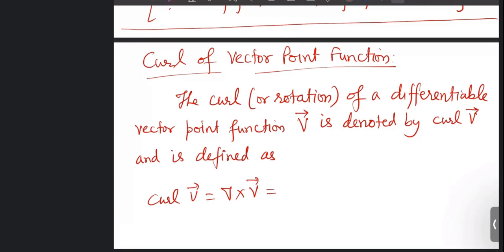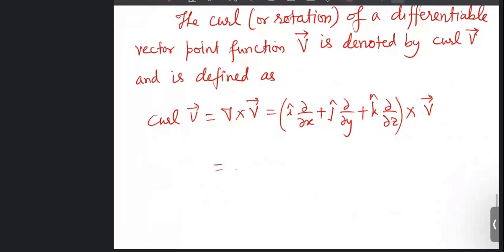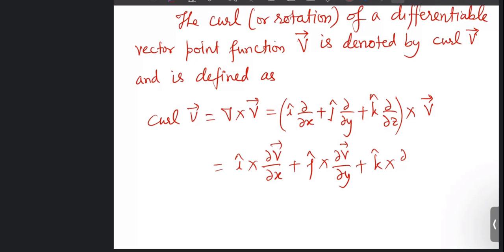One is del, which should be in the first term, that is i ∂/∂x, j ∂/∂y, k ∂/∂z, cross product with the vector V. It is equal to i cross ∂V/∂x, plus j cross ∂V/∂y, plus k cross ∂V/∂z. This is the curl of V.